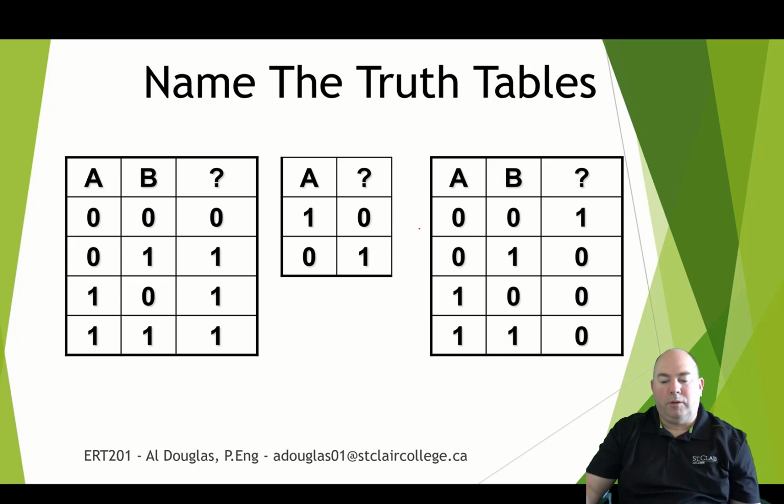What do we have here? Here's the obvious one in the middle. Smaller truth table, only one input. It has no B input, only an A input. We should be able to identify that one. I'll give you a minute. Pause it if you like. But this is the NOT.